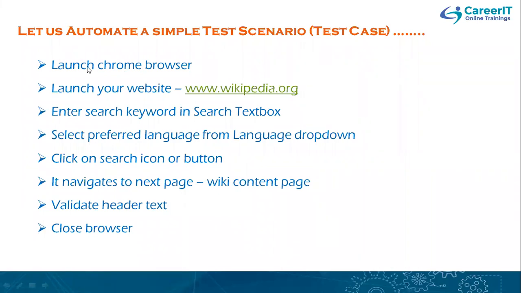First I'm opening the Chrome browser and launching this website. It has some controls: a search box, a language drop down, and a search icon or button. I'm going to enter a search keyword into the search box, select a language, and click the search icon. It will navigate to another page where some details will be displayed. I'm going to read something from there, validate that the page is opening, and after validation, close my browser. This is my very basic test scenario.